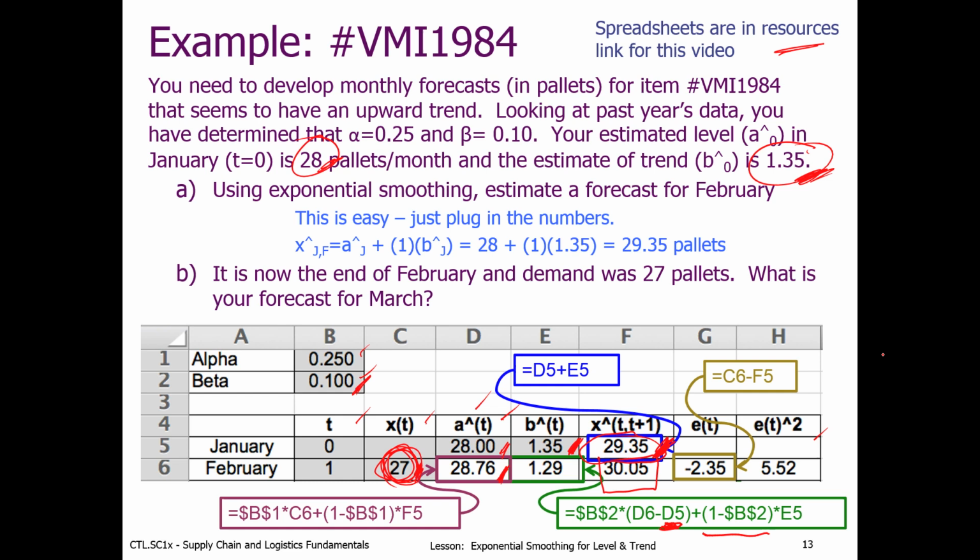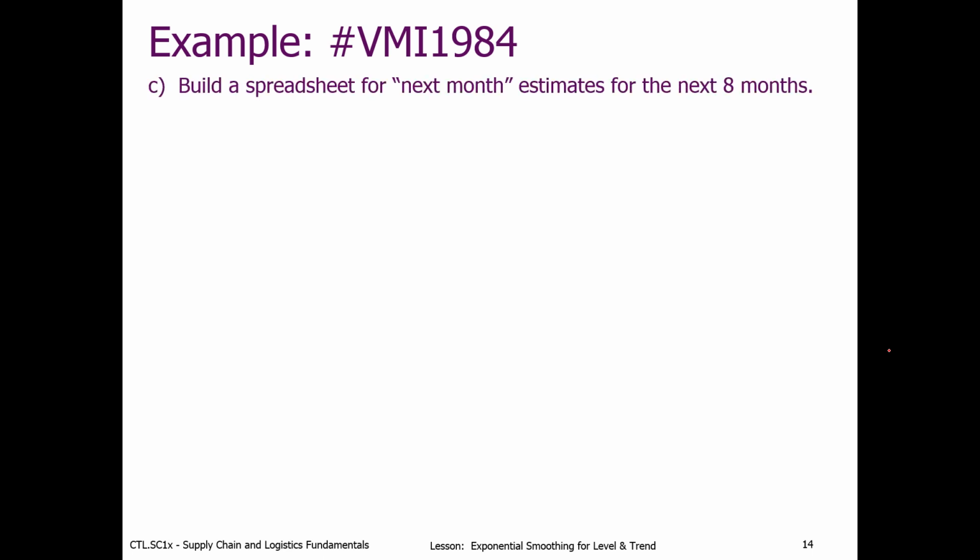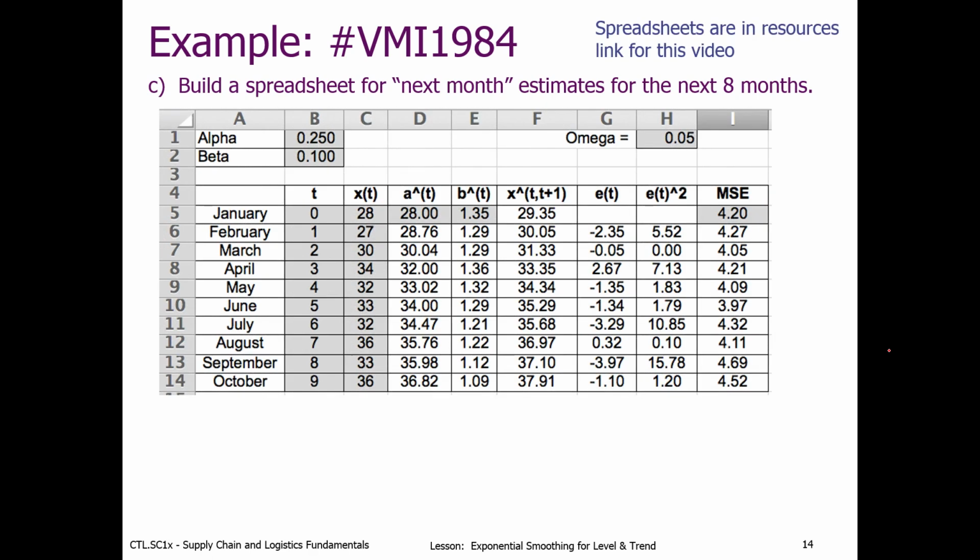Column H, I just square it, right? Square error, because that's one of the metrics that we're going to look at. So this is pretty straightforward. But now let's suppose I want to go a step further. And for the same item, for the same demand, I want to build a spreadsheet for the next month estimates for the next 8 months.